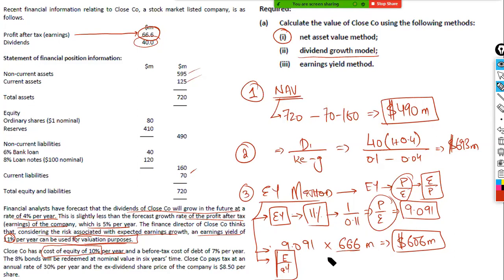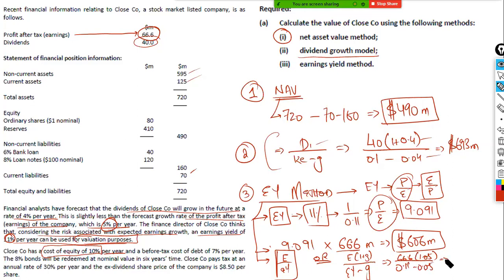The examiner also provided an alternative, or you could have incorporated growth also, which is earnings multiplied by 1 plus G, divided by earnings yield minus G. Similar to what we have done in dividend valuation: D1, in D1 we have growth, and we deduct the growth downwards also. So earnings is 66.6 million times 1.05 for earnings growth of 5%, divided by earnings yield 0.11 minus 0.05.